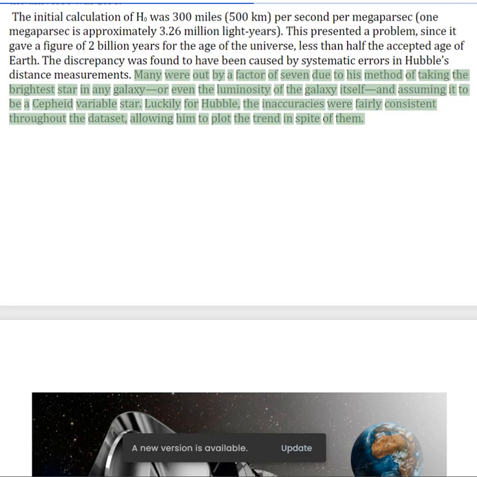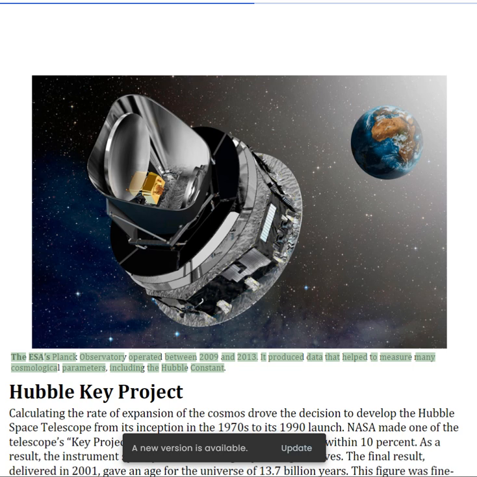Many were out by a factor of 7 due to his method of taking the brightest star in any galaxy, or even the luminosity of the galaxy itself, and assuming it to be a Cepheid variable star. Luckily for Hubble, the inaccuracies were fairly consistent throughout the dataset, allowing him to plot the trend in spite of them. The ESA's Planck Observatory operated between 2009 and 2013. It produced data that helped to measure many cosmological parameters, including the Hubble constant.